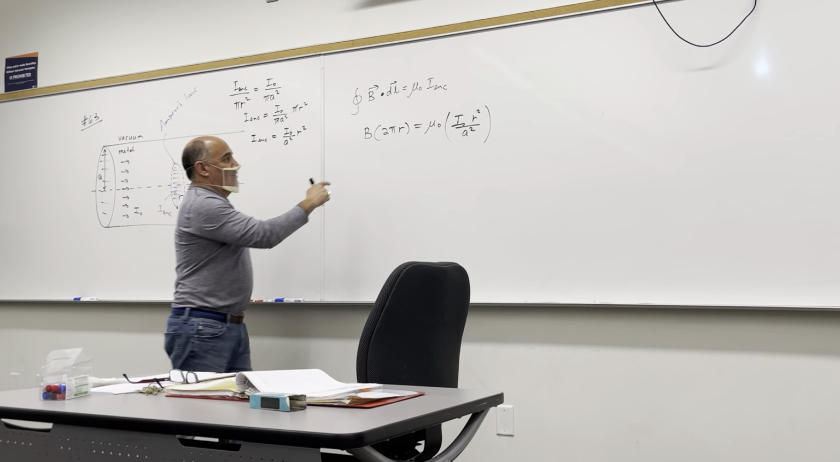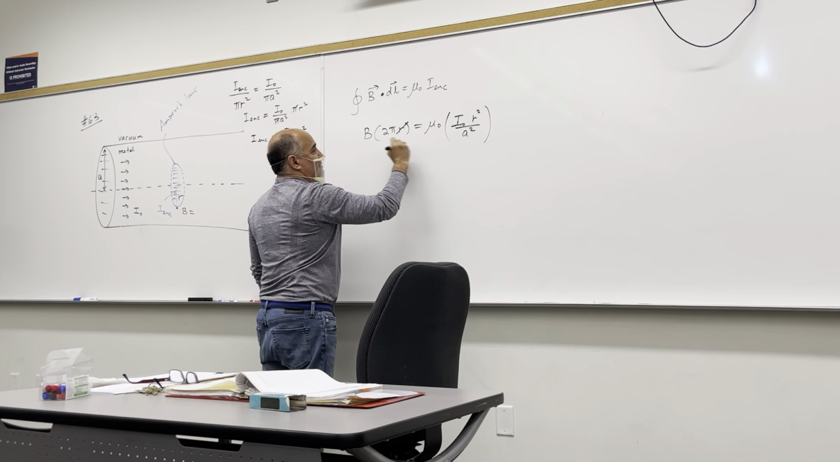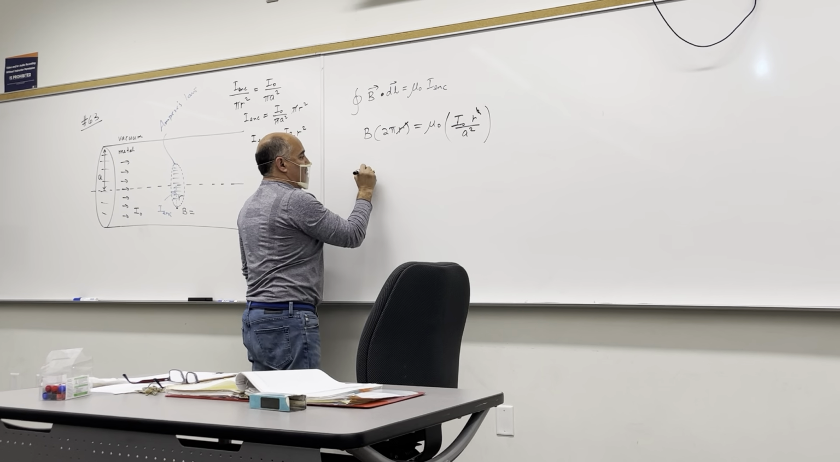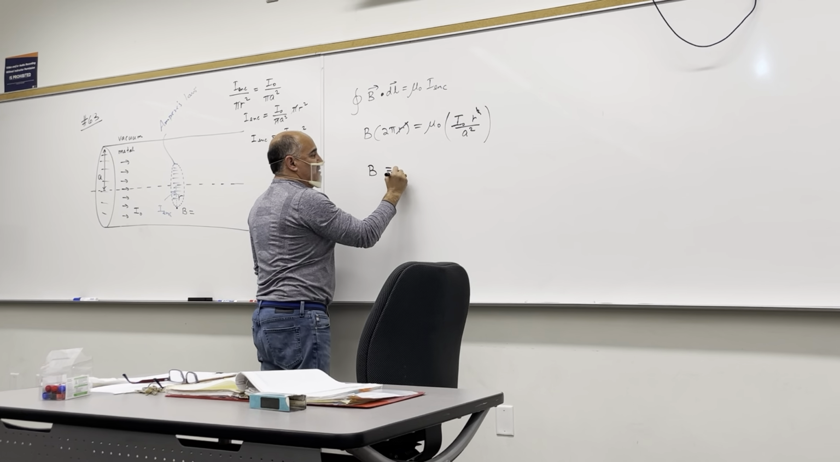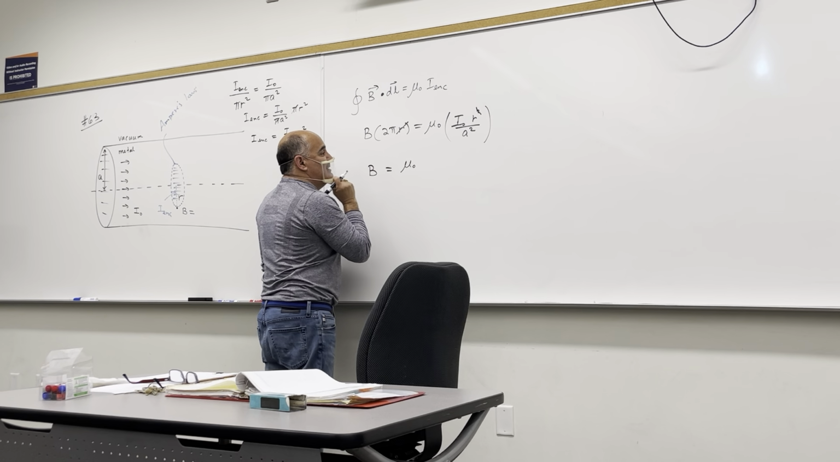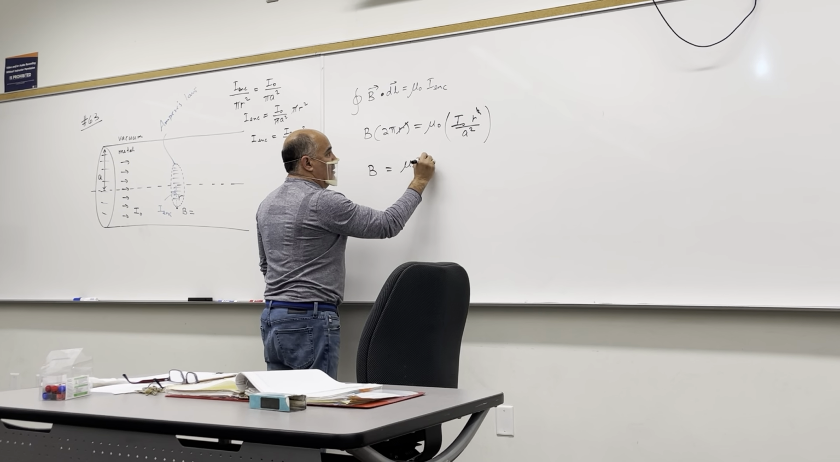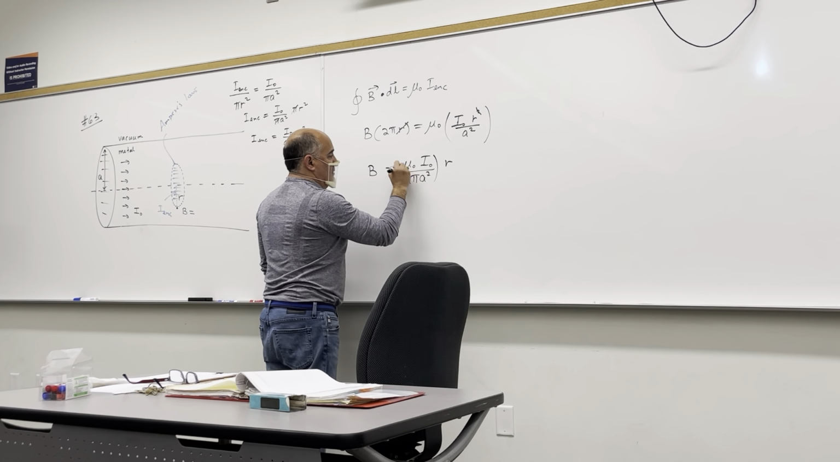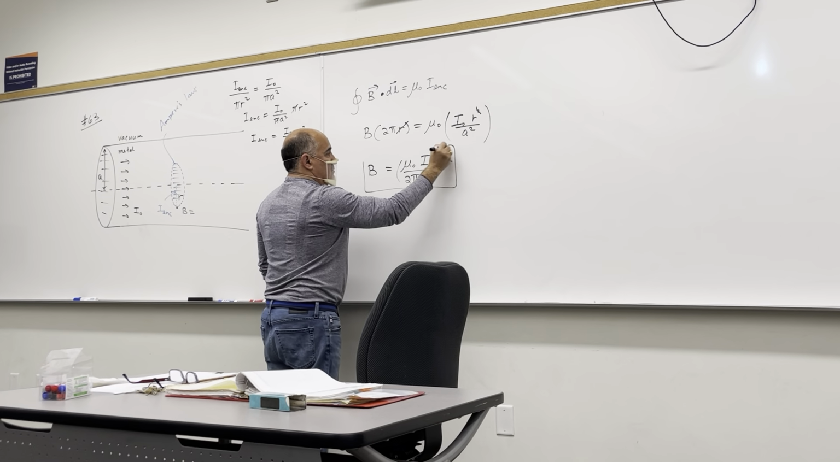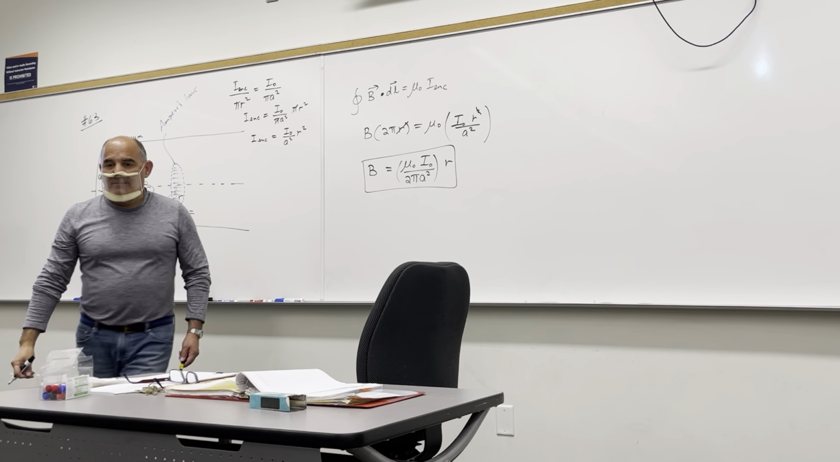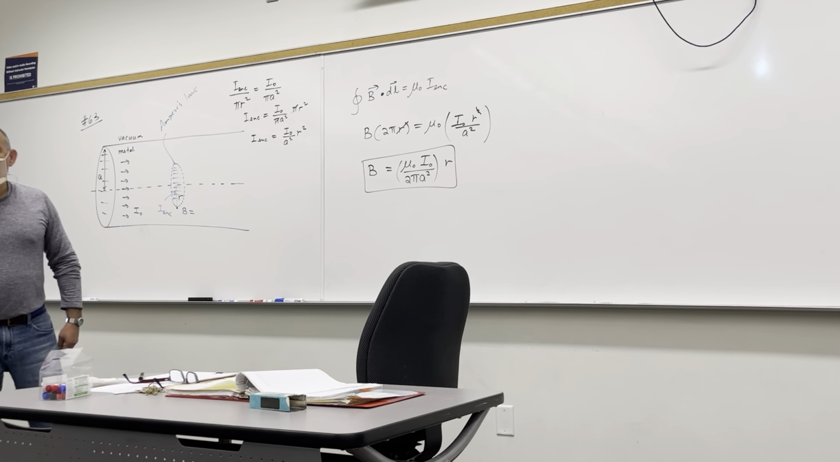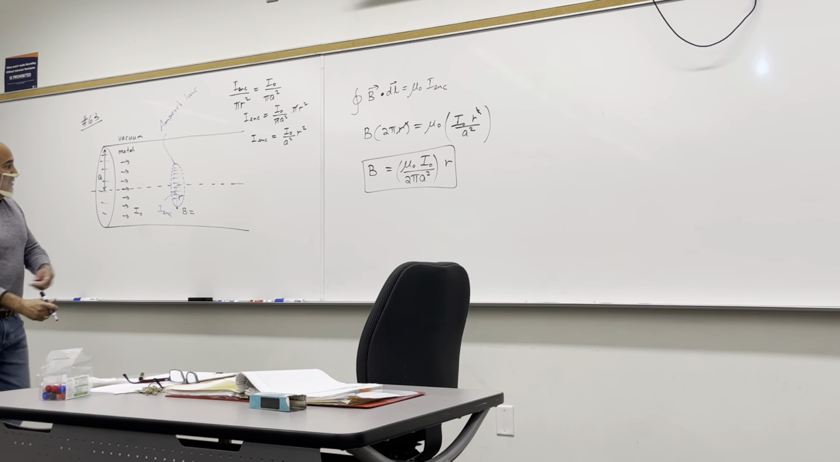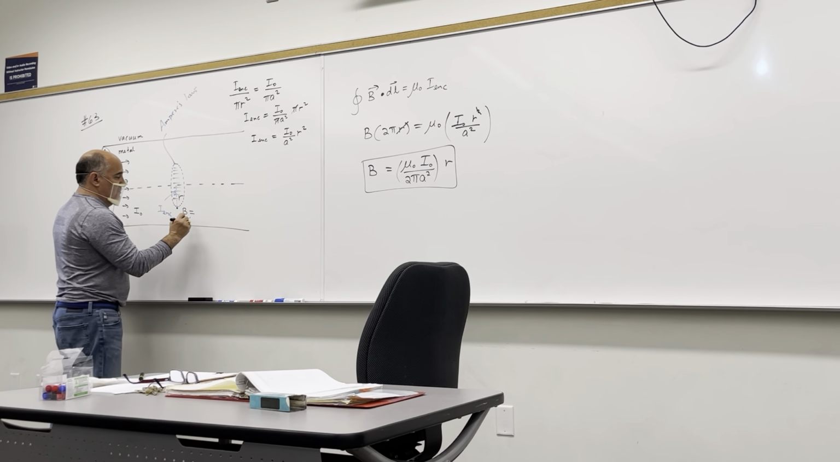And then solving for the magnetic field in the next line, this r cancels one of those r's. So the magnetic field at a distance r inside this wire is mu naught I naught over 2 pi a squared times r, right? Yes? So that's the magnetic field right there.